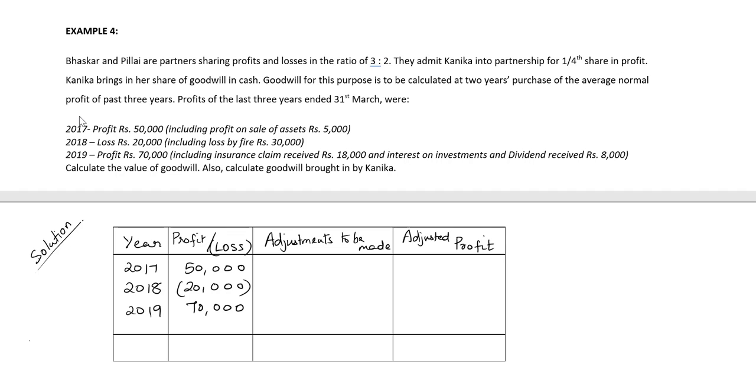As far as 2017 is concerned, there is an abnormal gain from sale of assets of rupees 5,000. So we need to deduct rupees 5,000. In 2018, the loss of 20,000 includes loss by fire of 30,000. So we need to add back any abnormal loss. So we'll add back rupees 30,000.